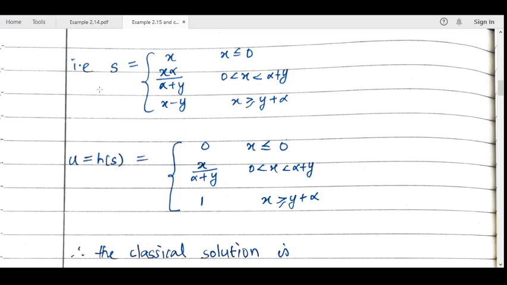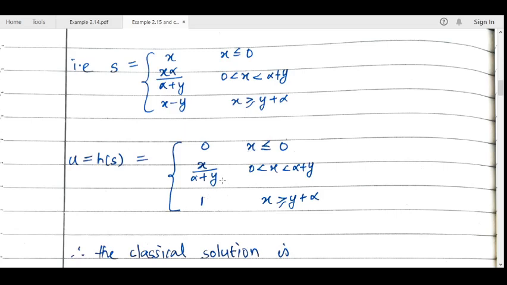Now I can write u from here. How u operates: u is a function of h of s. We know how h is defined. h takes the value 0 if s is less than or equal to 0. So you can see here x is less than or equal to 0, so h of s will be 0 for x less than or equal to 0.